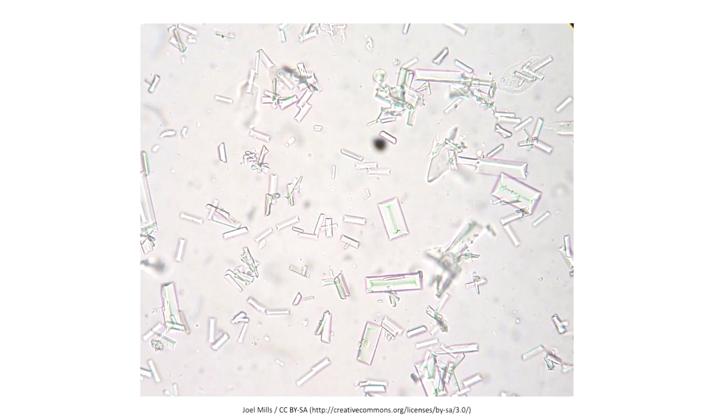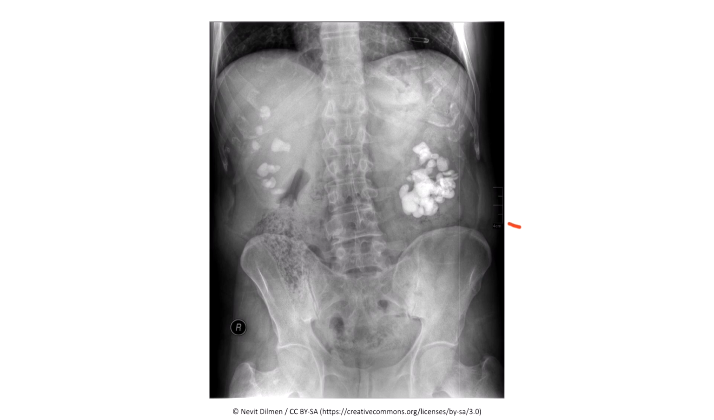Here is a microscopic image of the magnesium ammonium phosphate stones. Take a look at the long rectangular-shaped crystals. This is a gross view of large struvite stones caused by the magnesium ammonium phosphate deposits.